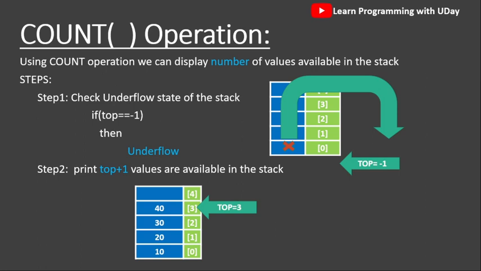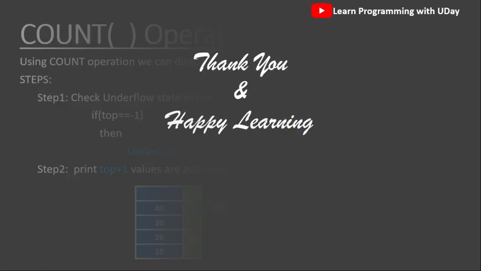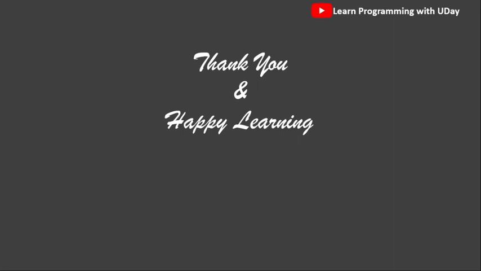Let us consider this stack where we have 4 values in it, and here you can see that the top value is 3. But you can see that there are 4 values in the stack: 10, 20, 30 and 40. Because of this reason, I have printed top plus 1 values are available in the stack. So these are all the steps we follow to do the count operation on the stack. Hope you are clear with the count operation as well. So this is it for this video, guys. Hope you understood what a stack is, the different terminologies in the stack, what kind of operations can be performed on a stack, and how every operation can be achieved in steps.